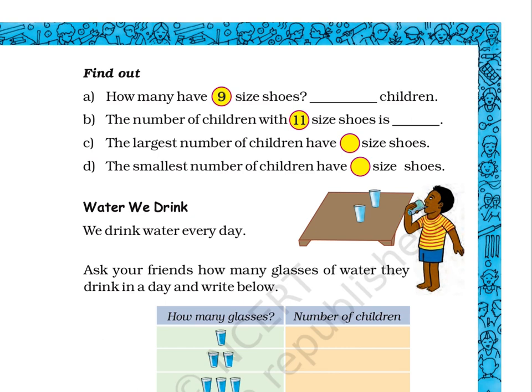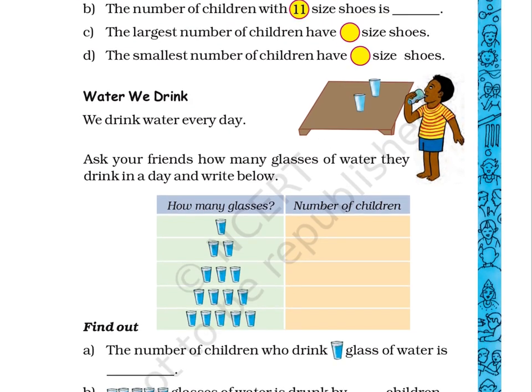Part 2. Water We Drink. Picture 1 on the right side of the title shows 2 glasses of water on the table, and a boy standing next to the table is drinking water from a glass held in his hands.